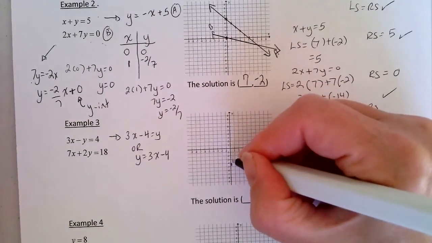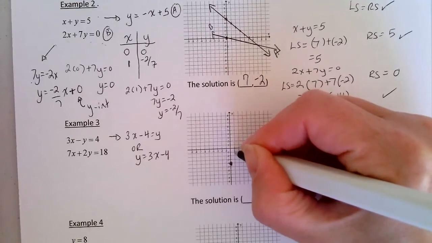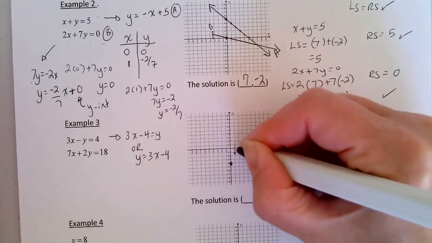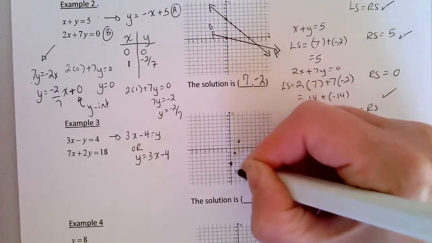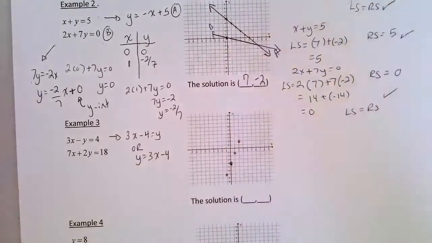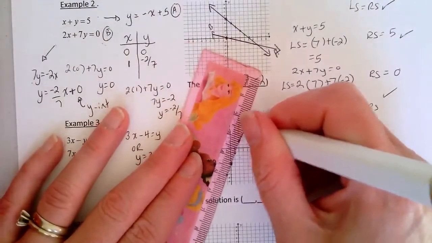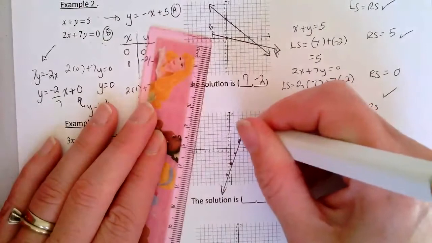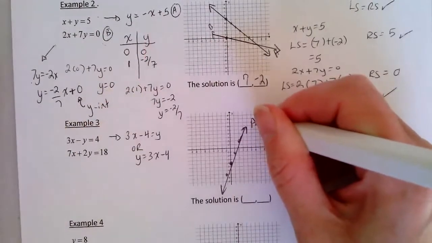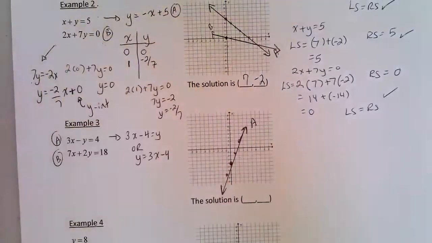So I'm going to count up, sorry, negative 4. And then we'll go down 3. 1, 2, 3, 1 to the left. I'm going to connect those. I didn't do such a good job there. So that's line A. And then we're going to graph line B.